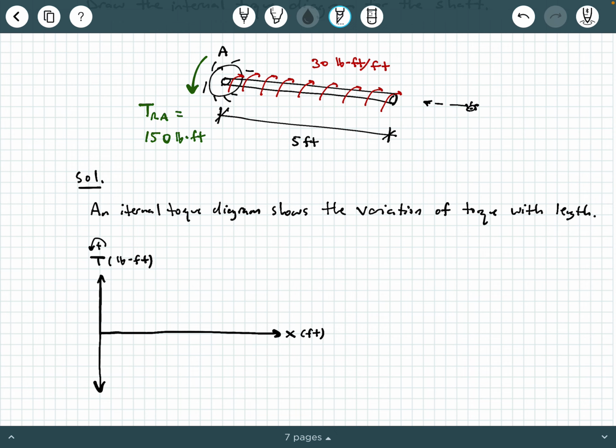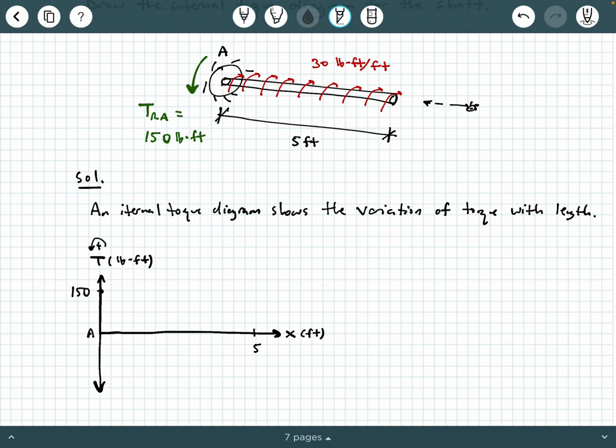So the first thing we encounter, if we move from left to right, we've got point A here. That's the fixed connection. And then we've got the 5-foot length out here. So the first thing we encounter is TRA, all right? And from this viewpoint, TRA is going counterclockwise. So that means we're going to pop up to a point equal to 150, okay?